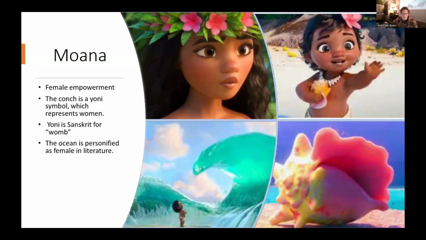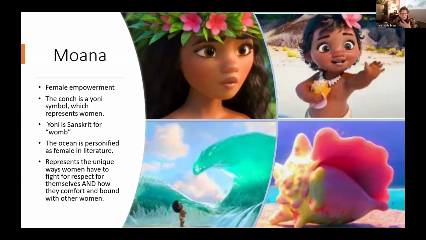The ocean is personified as female, always in literature. It's always female. And so the ocean calls her out and gives her all of these conches. So this represents the unique ways women have to fight for respect and for themselves and how they comfort and bond with other women. Okay, this female spirit that's here not to abuse, but to heal, not to take, but to give back.